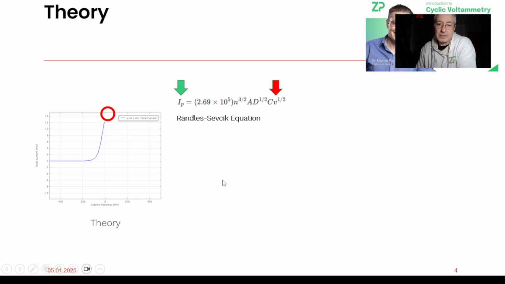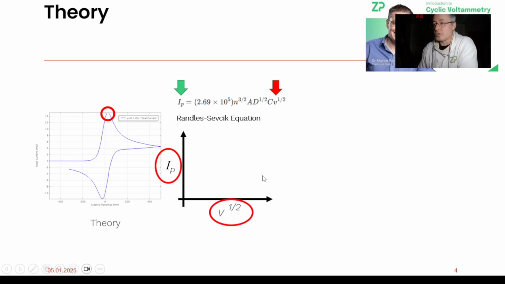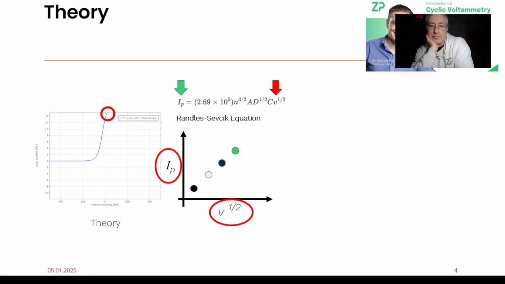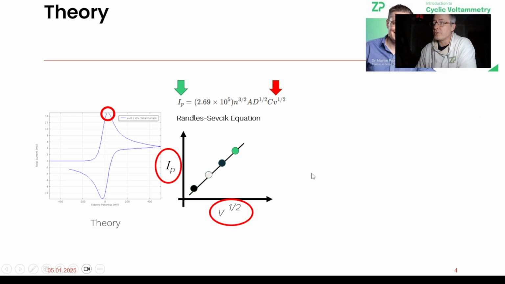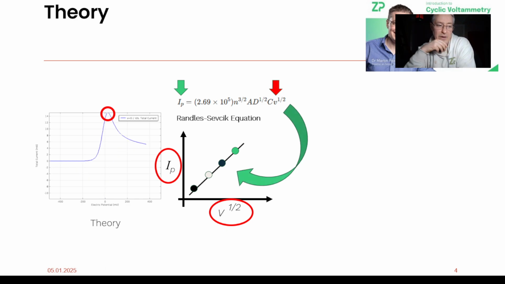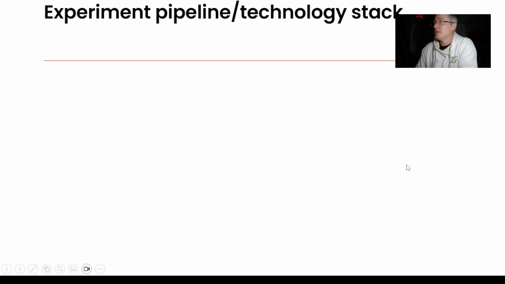And it says that the peak current is proportional to the square root of scan rate. You'll often see in papers or in textbooks plots of current versus the square root of scan rate, where they plot the peak current for something like the oxidation of ferrocyanide to ferricyanide, and then they put a line through there, and that line is characterized by the Randle-Sevcik equation, which I have here.